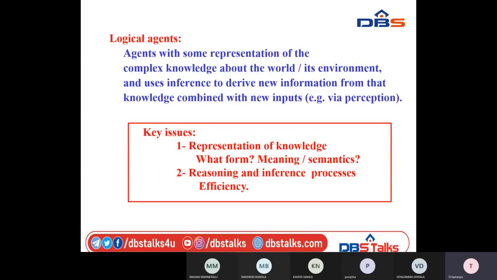See, we have to define what a logical agent is. An agent with some representation of complex knowledge about the world or its environment, and which uses inference to derive new information from that knowledge combined with new input.